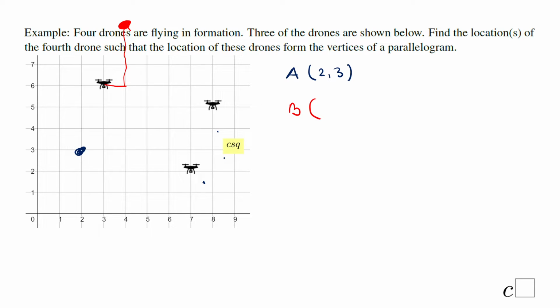Now let's see how we can get the coordinates. So looking at this drone here, the x coordinate is 3. I'm gonna move 1 right, so that will make it 4. But also I'm gonna move the y coordinate, it's 6, and for the other drone here it's 3 up, so 6 plus 3 is 9. That will be another position for the 4th drone, so the formation will be a parallelogram.